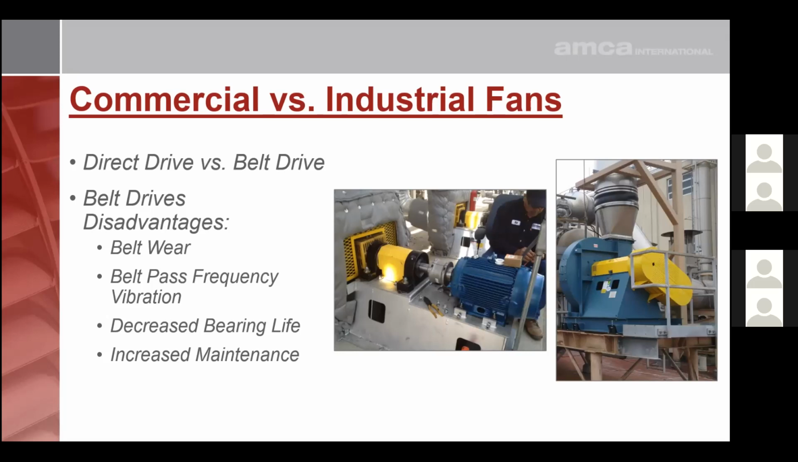There are some drawbacks to belt drives. Belt drives can wear and require more frequent maintenance as compared to most direct drive couplings. Belt drives also typically exhibit higher vibration due to the belt pass frequency. There are imperfections in the belts, and as that imperfection passes over the sheave or the pulley, a radial force is exerted, resulting in vibration.